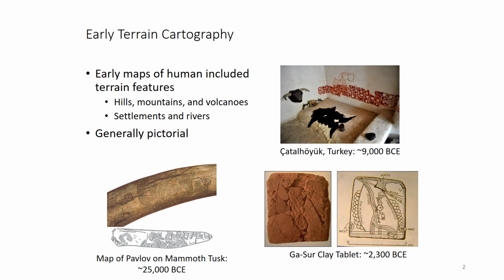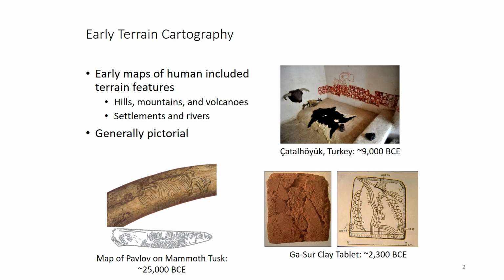So we've got some of the very early ones pictured here. One of the most famous is Çatalhöyük in Turkey, about 9,000 years old. Some of these dates, by the way, are very uncertain. A lot of big guesses here. We've got the Gosser clay tablet from 2300 BCE, and then a map of Pavlov on a mammoth tusk that's as old as 25,000 BCE.